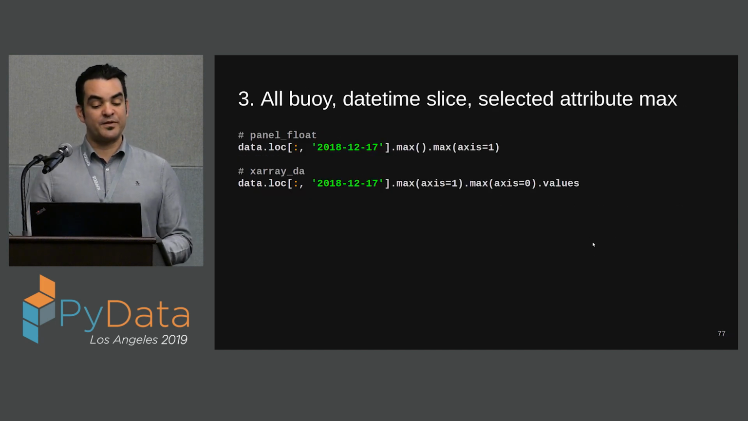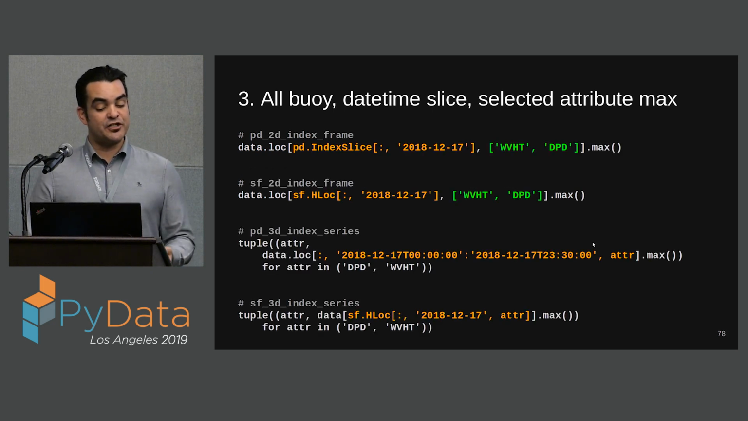All right, our last performance test is looking at all the buoys, a date times slice, and we want to get the max value from that slice. So in the panel and in the X-array data array, the interface is kind of the same, but the axes kind of flip in a funny way. So I have to provide different axis arguments here to get the same result.